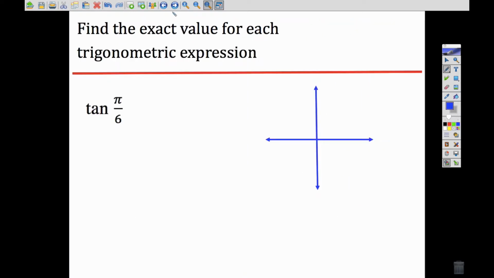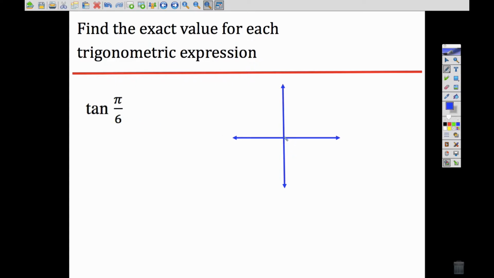Now we're just going to look at evaluating a bunch of trig ratios. When it says find the exact value for each trigonometric expression, it means we're just using the unit circle to evaluate these particular functions. And we want the exact value, meaning we don't want decimals. We want exact answers. My approach for these is always to start with just a little coordinate plane to visualize where this angle is going to be.